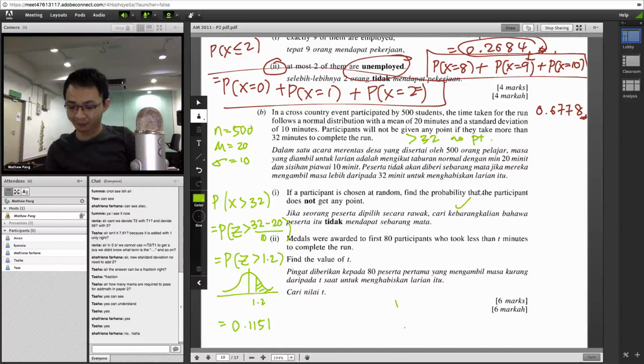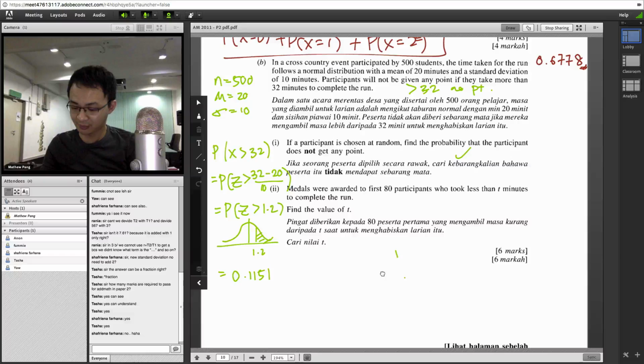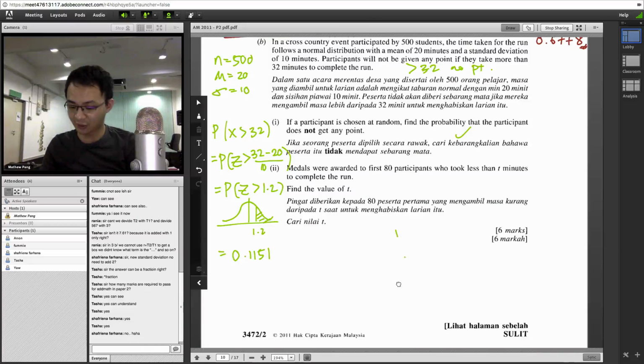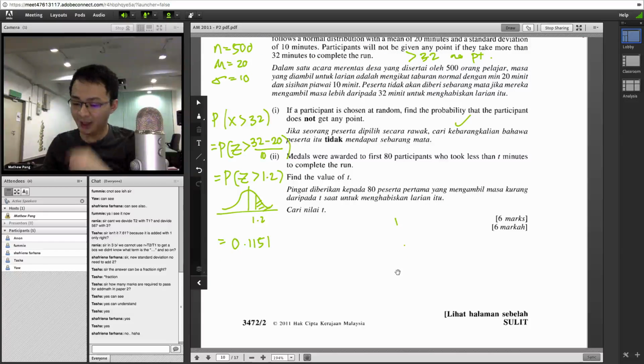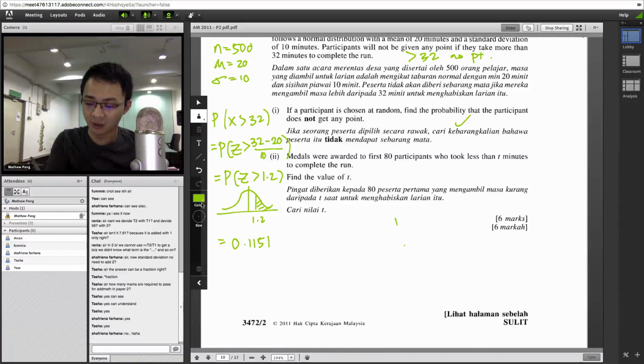Done. Okay, for part 2, the medal will be awarded to the first 80 participants who take less than T minutes to complete the run. For this part, let me scroll down a bit. In order to get the so-called award, the runner must run less than T minutes.